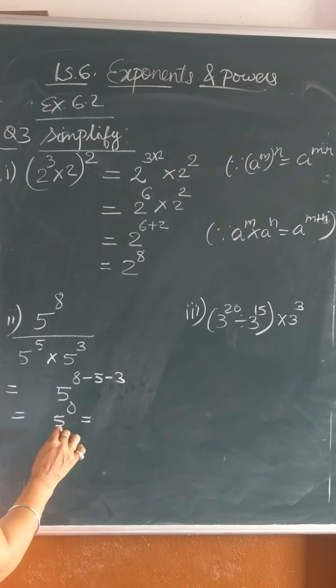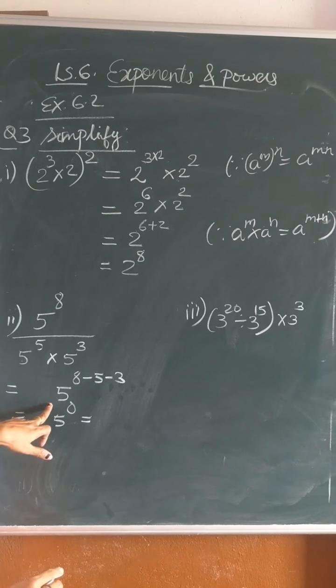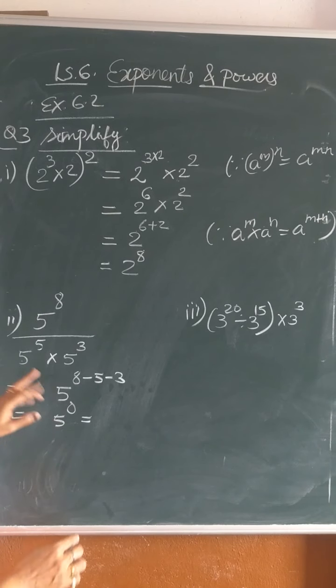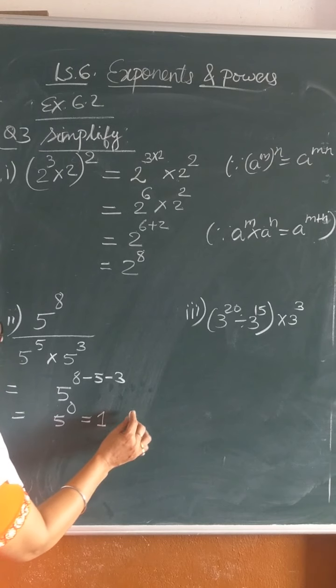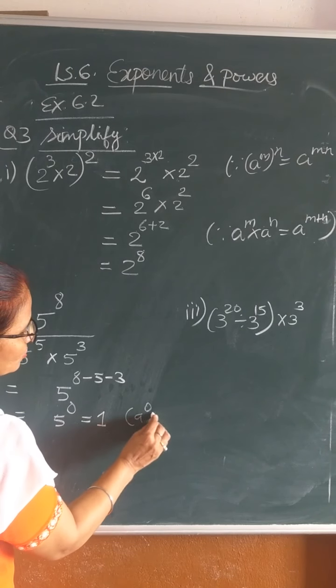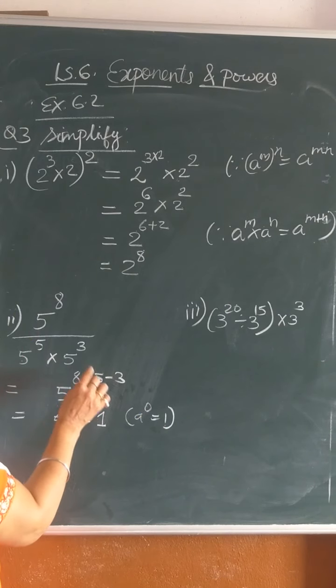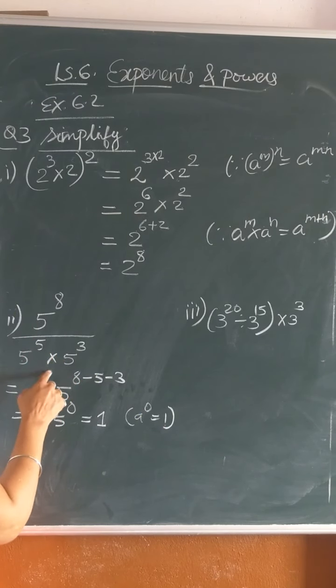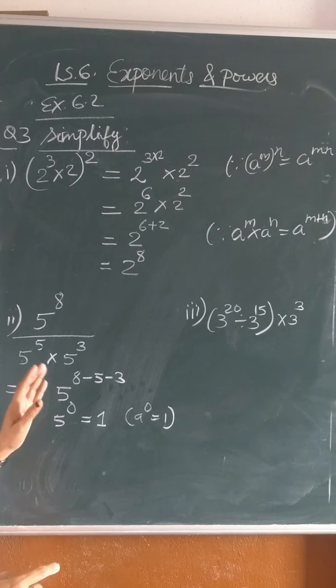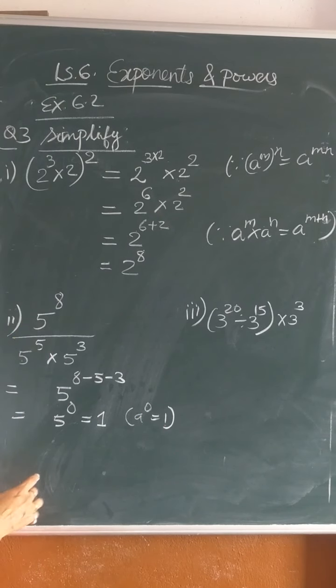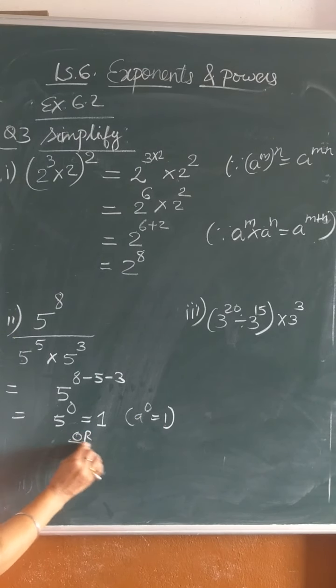So what, and you know children, here what law we can use? Any number raised to the power 0 is what? Always 1. So here what law we have used? A raised to the power 0 is equal to 1. And here also we have used the law. Which one? A to the power m by a to the power n is equal to a to the power m minus n. Now see children, the same sum you can solve like this also.